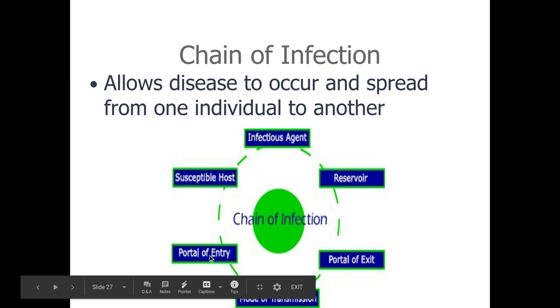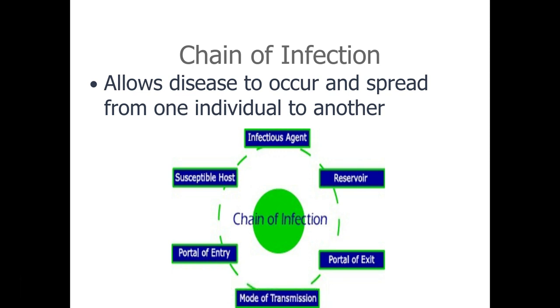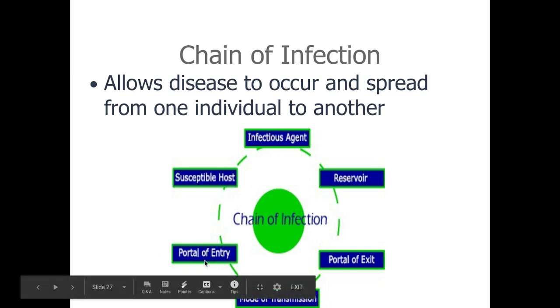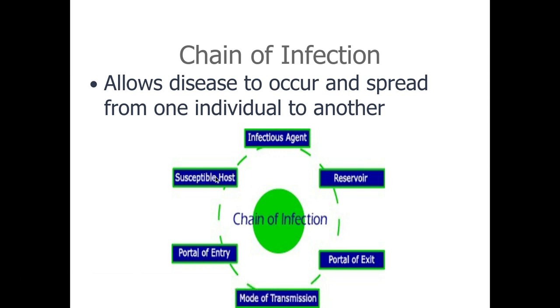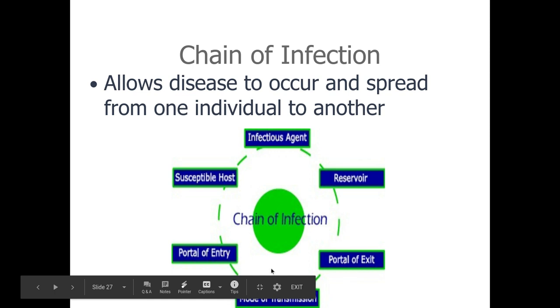Portal of entry then is like the next person almost. So portal of entry could be the next person's eyes, could be their mouth. So maybe they touch the door handle, they don't sanitize their hands, and then they touch their eye with it. That same hand that touched that door handle that had the COVID-19 virus on it, that's the portal of entry. And then you have this susceptible host. The susceptible host is the new person that's been infected. And then it just basically continues.